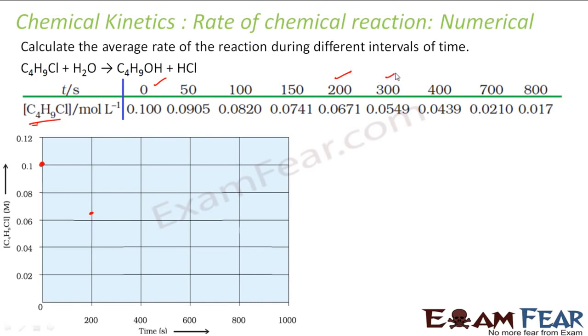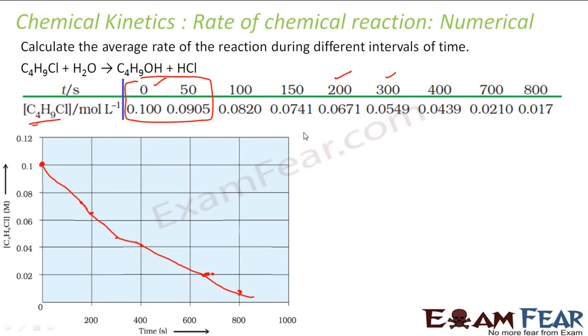At 300 it is 0.05, at 400 it is 0.04, at 700 it is 0.02, and then at 800 it is 0.017. So if you see, this is the kind of graph you get. But the question is, they don't want us to draw the graph. They are asking for the average rate of reaction during the time interval. This is one interval, the other interval is this, like that.